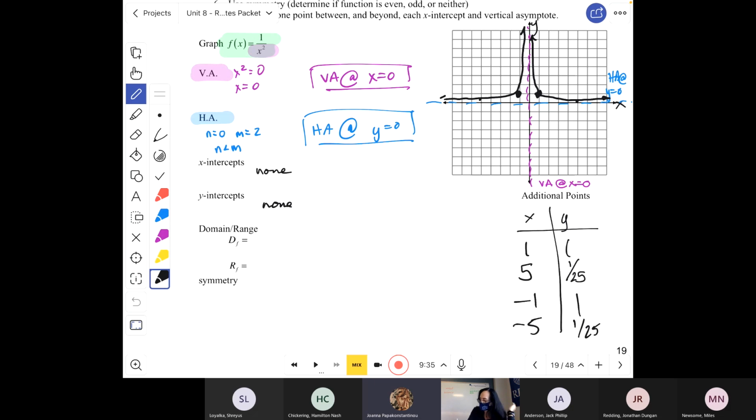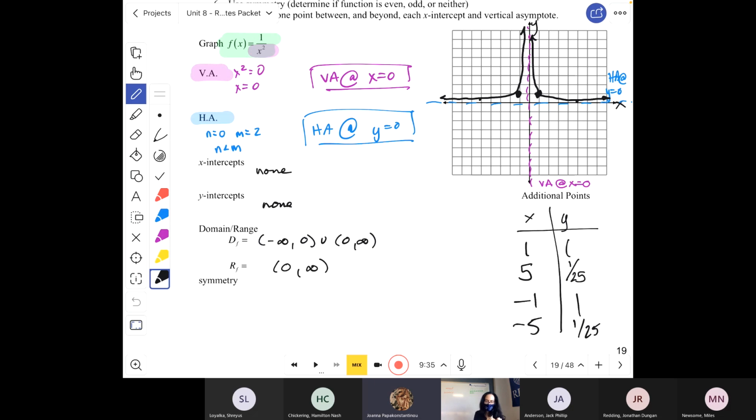Now tell me, what is the domain of this function? For what x values is this valid? In interval notation, what is it? Negative infinity to 0, union 0 to infinity. Fantastic. What about my range? 0 to infinity, right? Because I'm only in the first and second quadrants. And I'm not equal to 0, right? I get closer and closer and closer, but in the tails, I never touch it.